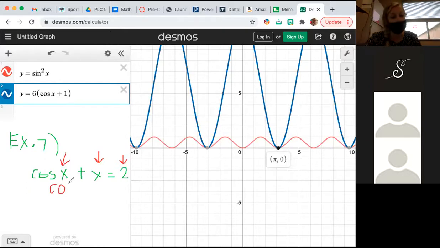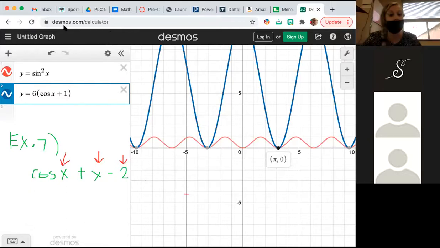I'm going to try to set it equal to 0. See if I can do anything with it. So you would think it would be a quadratic. Is it? Nope, which means we cannot factor. You also can't solve this. Let me show you why.